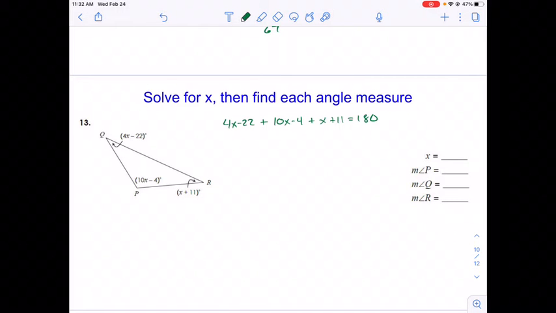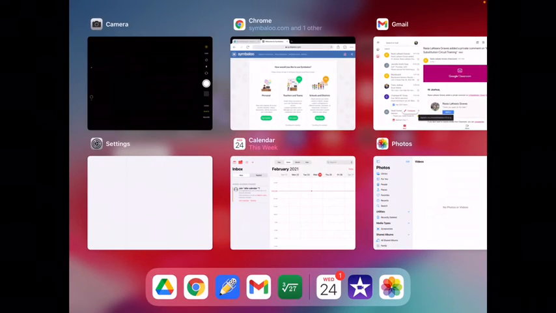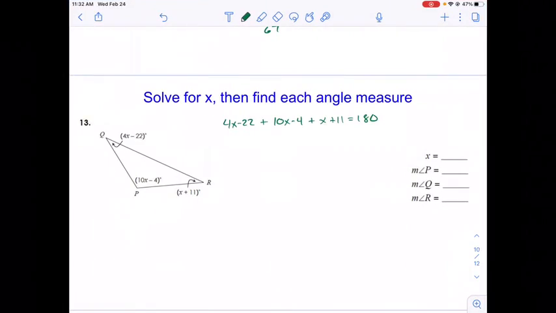So now we're going to combine like terms and add them up. So 4 plus 10 plus 1 gives us 15x. And then we have negative 22, negative 4 gives us negative 26, and positive 11 gives us negative 15. So negative 15 here equals 180. So then we're going to add 15.